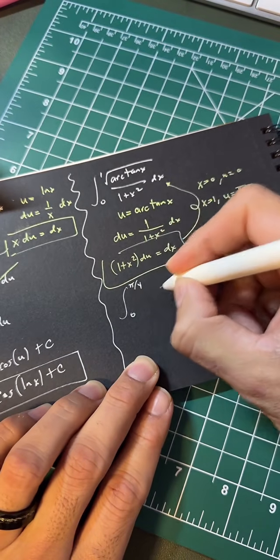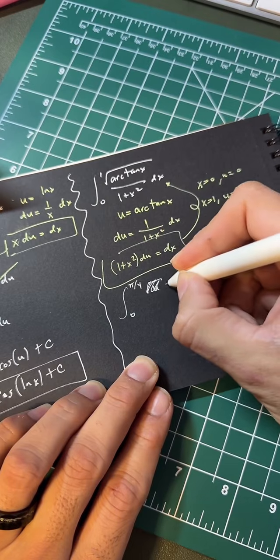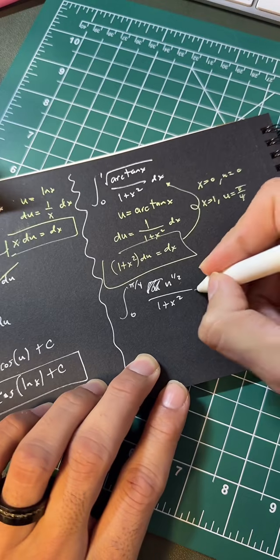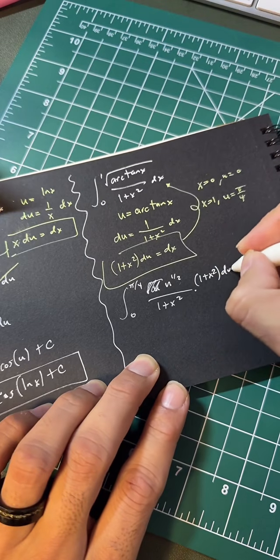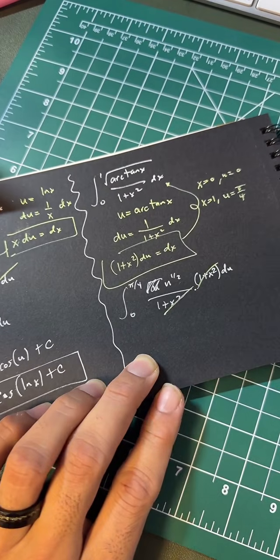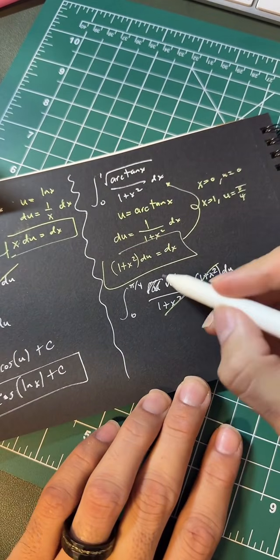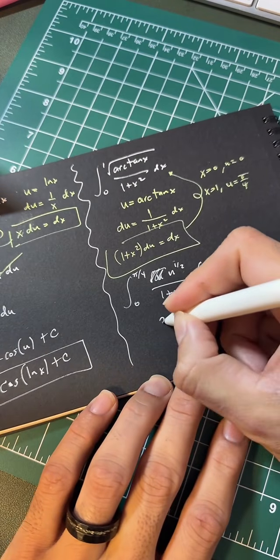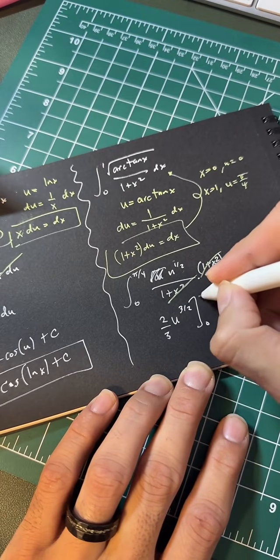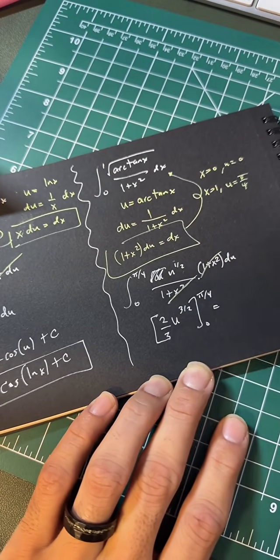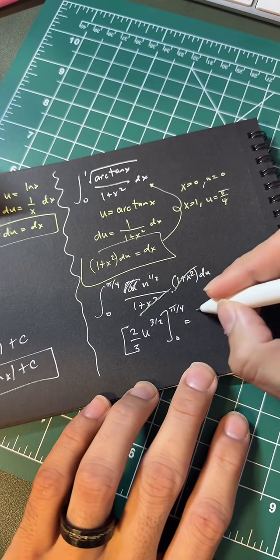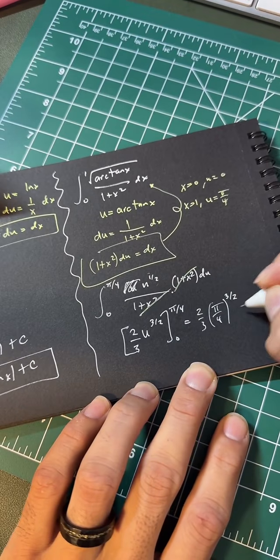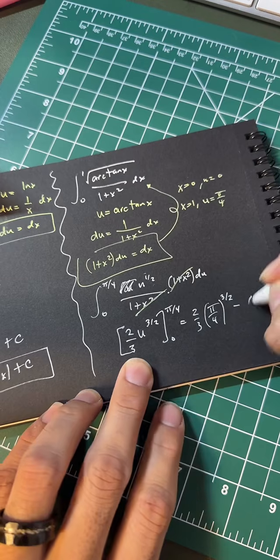0 to pi over 4 of square root of u. Maybe I can just already write it as u to the 1/2, because I know I'm going to have to use that, over 1 plus x squared times 1 plus x squared du. And once again, these things cancel out. That's nice. So we're left with just integrating u to the power of 1/2, which gives me u to the 3/2 divided by 3/2, which is just multiplied by 2/3. But we still need to implement the first fundamental theorem of calculus. So we need to plug in the pi over 4. We get 2/3 times pi over 4 to the power of 3/2 minus, and then you plug in your 0, and that's just going to be 0.